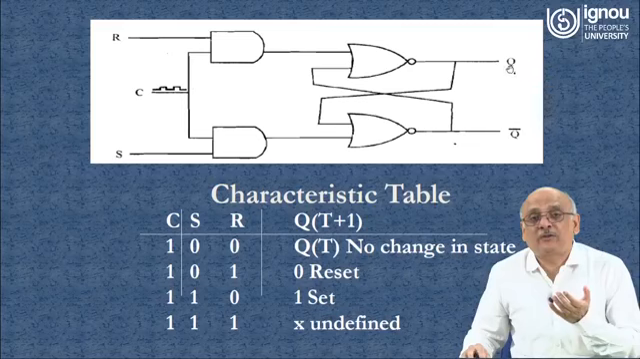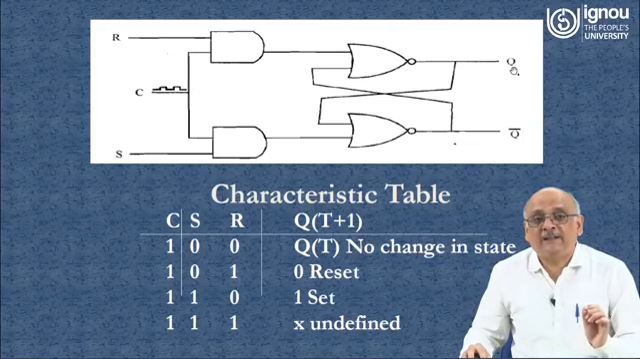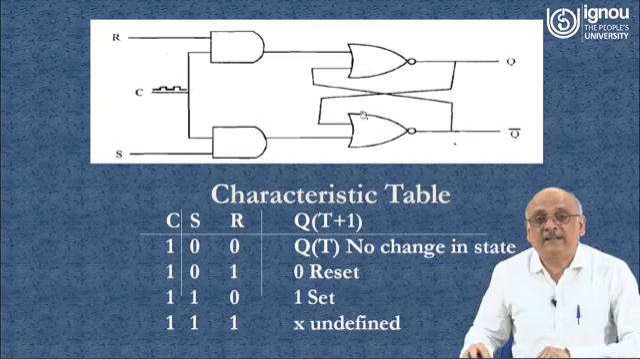And Q(t) is the present state. Remember, Q determines the state of the flip-flop. If Q is 0, we say the flip-flop is in the reset state. If Q is 1, we say the flip-flop is in the set state. This is how we recognize the state of a particular flip-flop. And Q bar is just the complement, so when Q is 0, Q bar is 1.